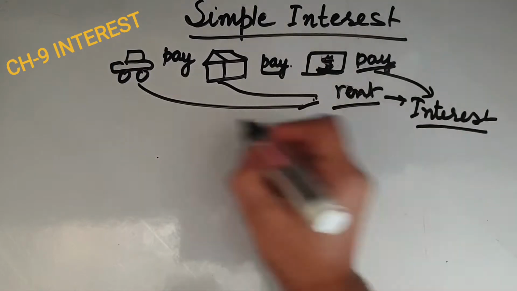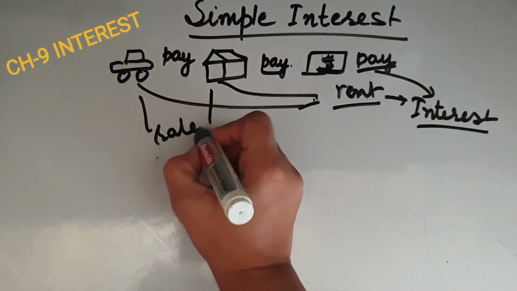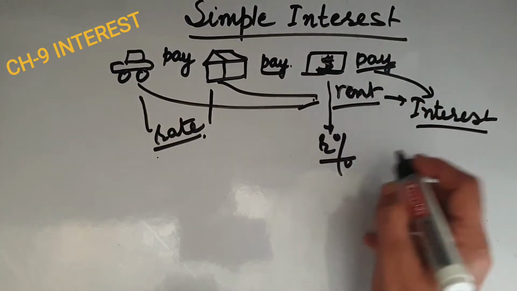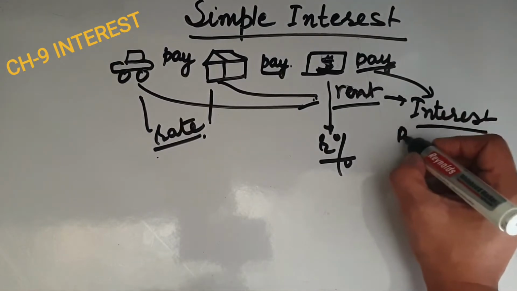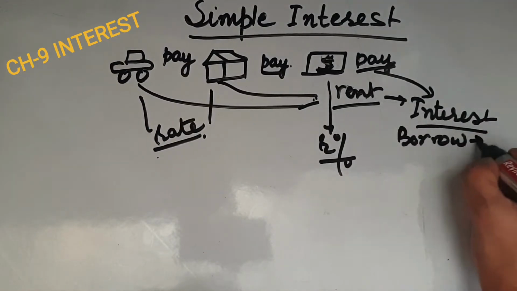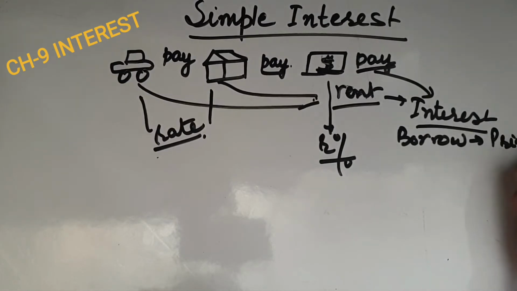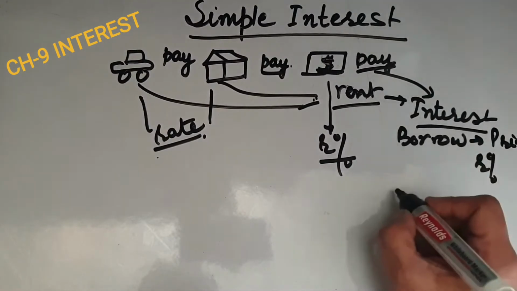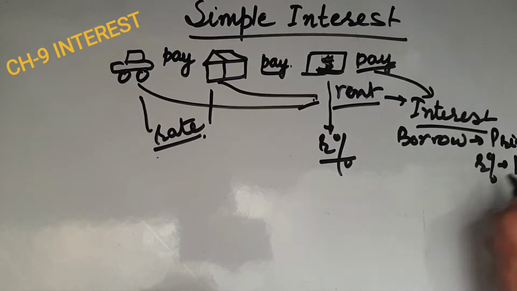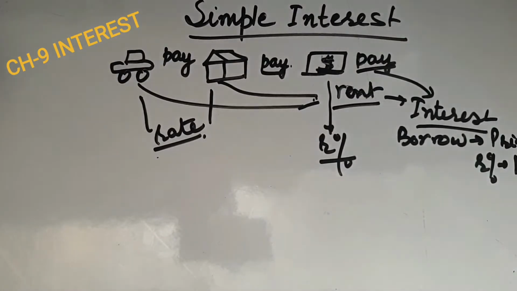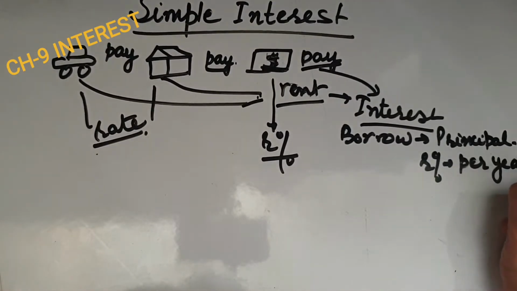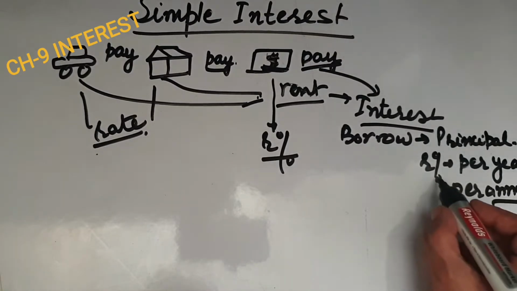Now there is a rate for all these things. So what is the rate for the money? Here also we fix the rate as a percentage of the money borrowed. We borrow the money. The borrowed money is called the principal. At what rate? So we have a rate percent for it. And rate is defined as per year or per annum. Annum means year.